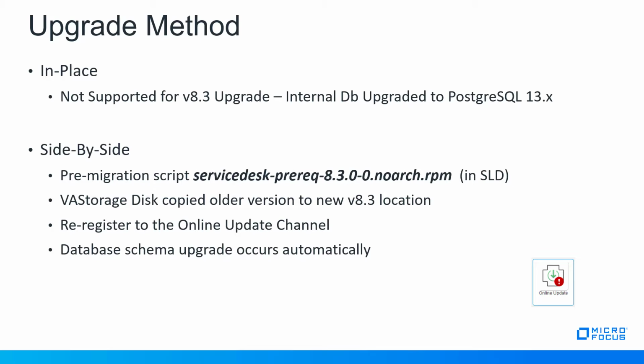The VA storage disk: copy the older version to the new 8.3 location. So you're going to actually copy that older system's second disk to the new system and then mount that in version 8.3. Re-register to the online update channel so you get your security patches, and the database schema upgrade occurs automatically, and you'll see that when you go to the technician portal after the upgrade.